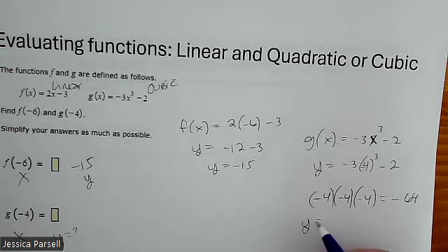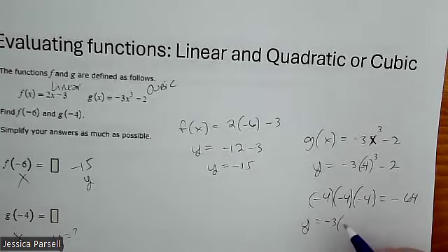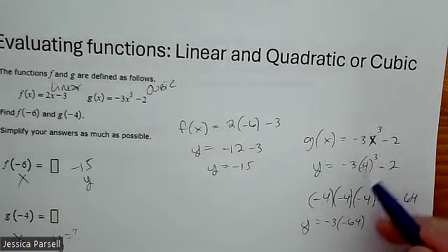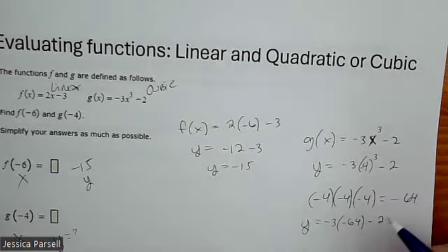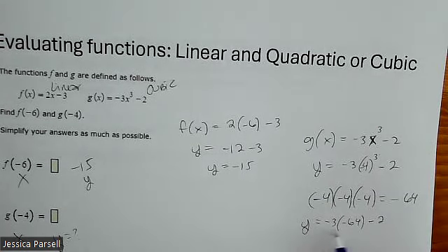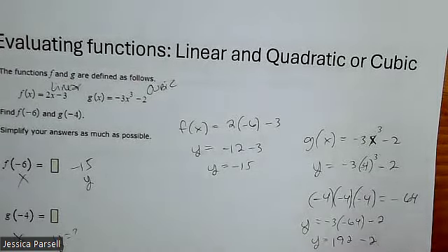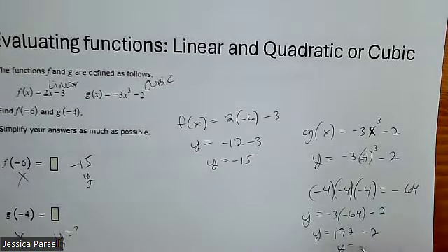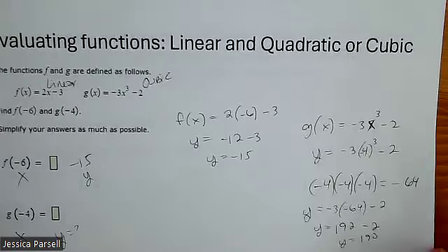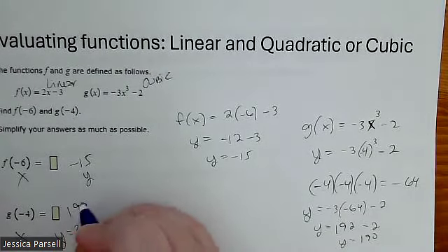But we still have -3 times that -64, which is -4 cubed, minus 2. Okay, so order of operations says we're going to do -3 times -64, which is 192, minus 2. So 192 minus 2 is 190. So that's going to be the 190 right there.